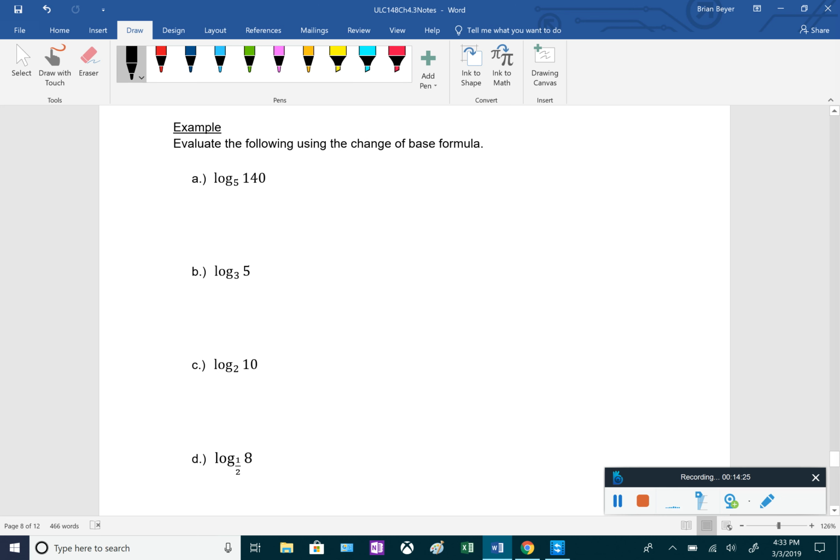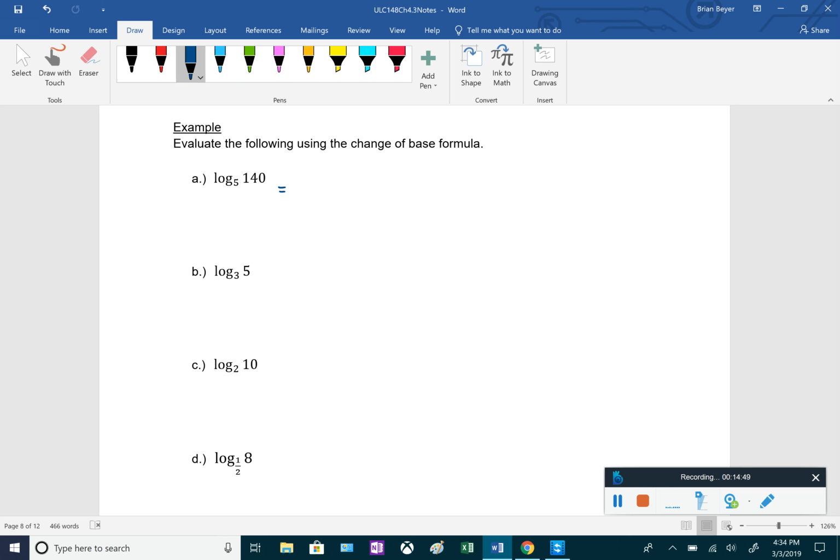So let's do some examples here. So let's evaluate using the change of base formula. So we have log base 5 of 140. So originally we would think 5 raised up to what power is 140? We know that 5 cubed is 125. 5 to the 4th is going to be 125 times 5. So our answer here is not going to be a whole number.